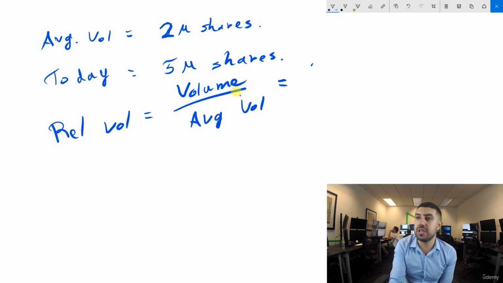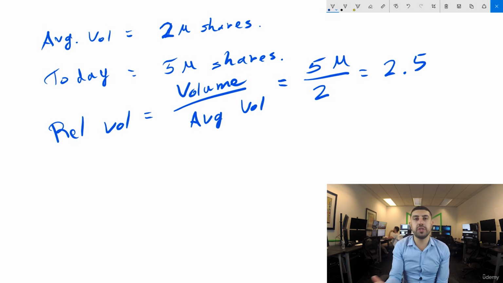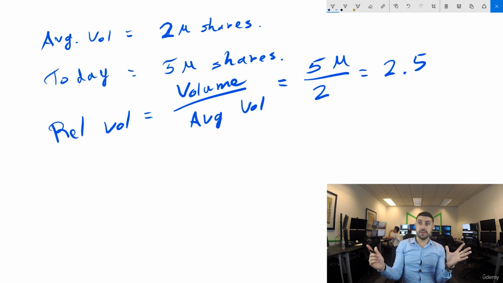So the volume that it did today is 5 million. So I'll put 5 million here, divided by, how much does it do usually? Well, it does 2 million. So what is the relative volume? 2.5. It did 2.5 times what it usually does, right? So something's going on, right?